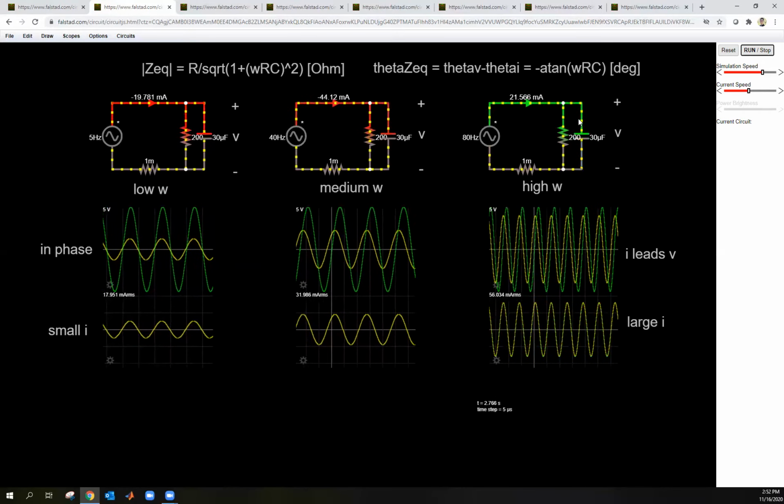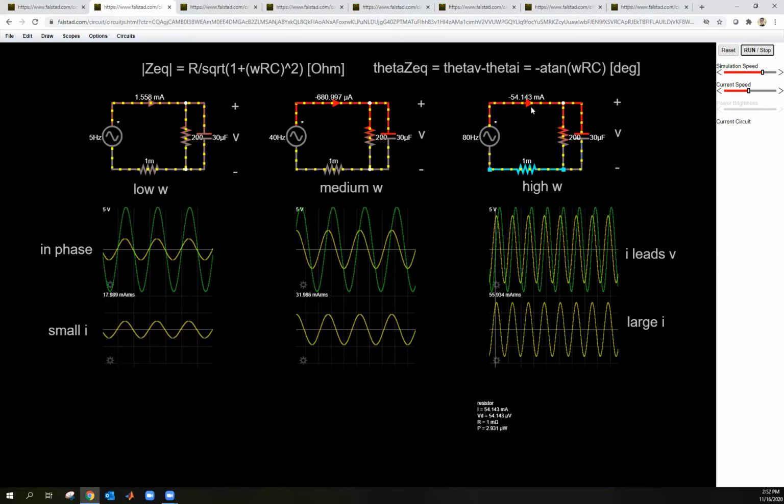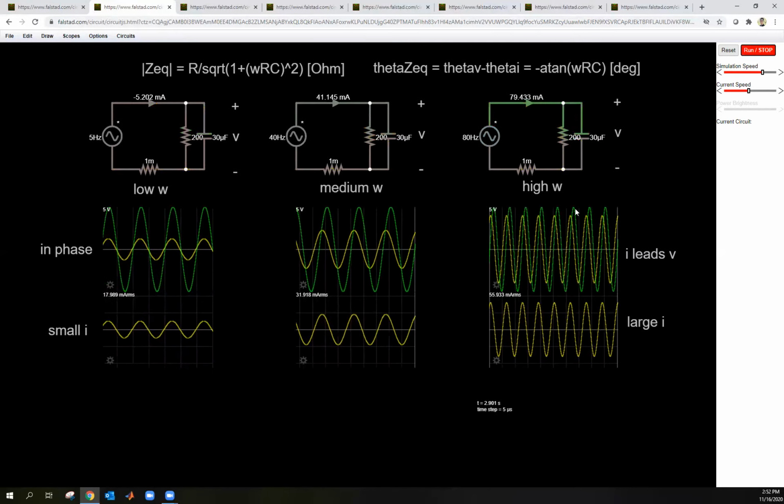We notice that a lot more current is flowing through that capacitor because this is behaving more like a short. And we can see that the current, if I pause it, you can see that the current is leading the voltage, right? And that's a more capacitive behavior.